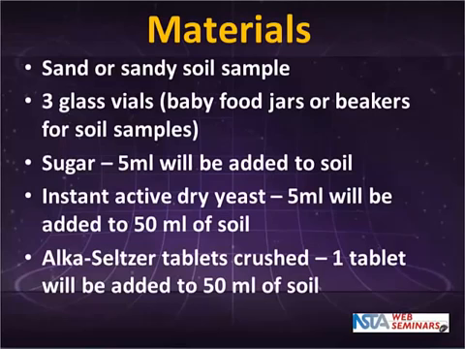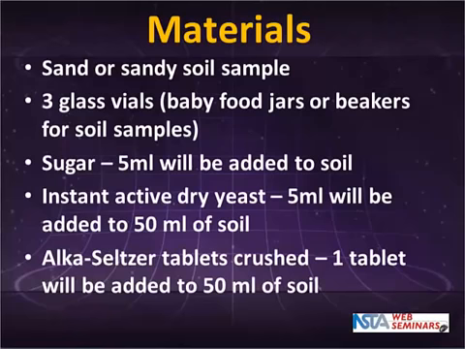You need some glass vials, baby food jars work fine, or beakers. You need 3 glass vials for each group that you're breaking them down into, because you want the sandy soil samples in all 3 vials. Here we go. You need 5 milliliters of sugar, which will be added to the soil.